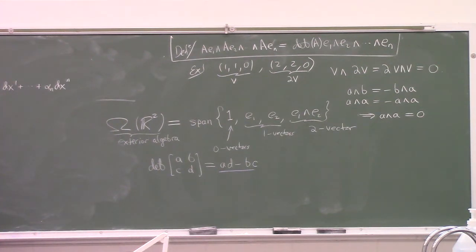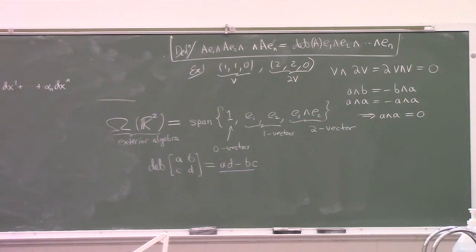What does a function do? It assigns a number to each point in its domain, right? That's what a function is. So you could also say a function is a number field, because it assigns a number to each point in its domain. In some sense, a function is a number field. A one form assigns a covector at each point in its domain.